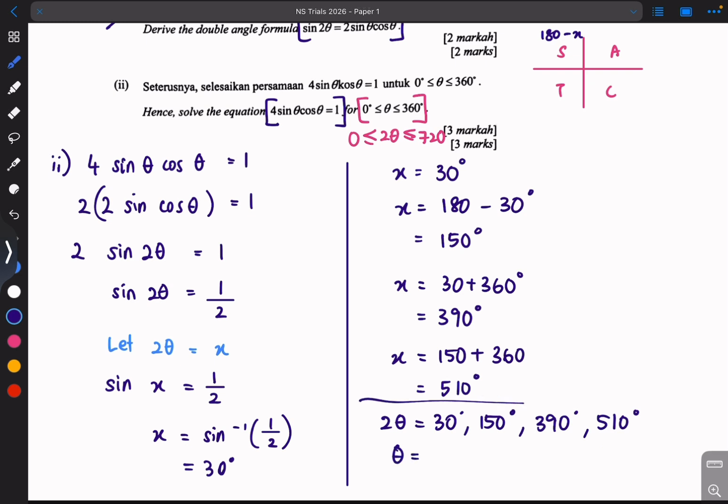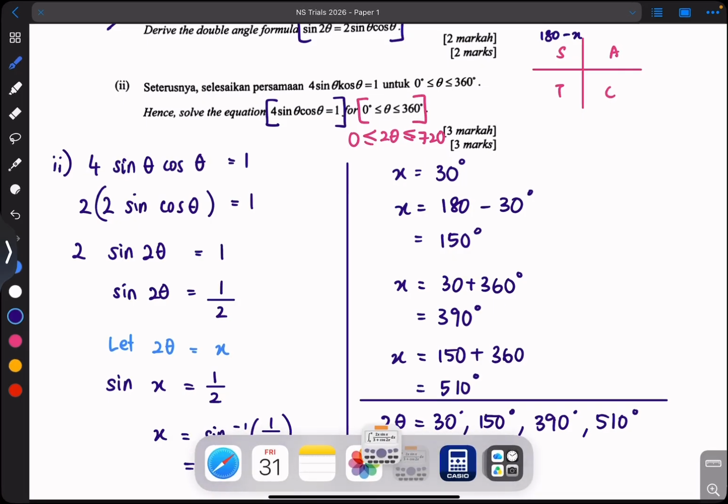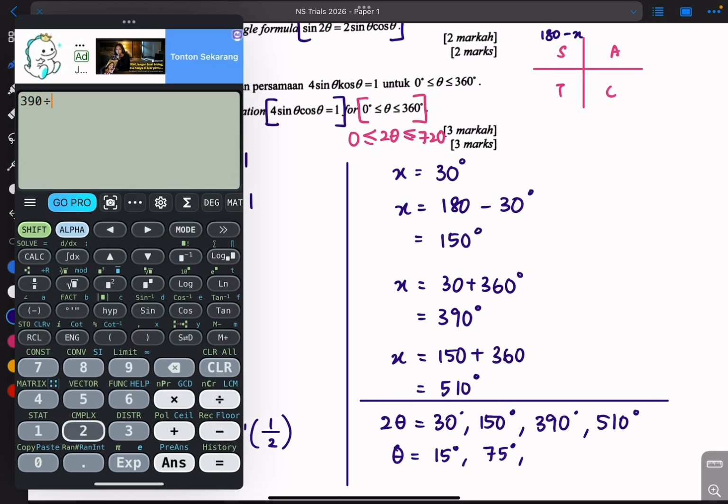So since now we have 4 values of 2 theta, finding theta will be very easy. You just divide everything by 2. So this one is 15, this one is 75, 390 divided by 2 is 195, 510 divided by 2 is 255. This will be our final answer.